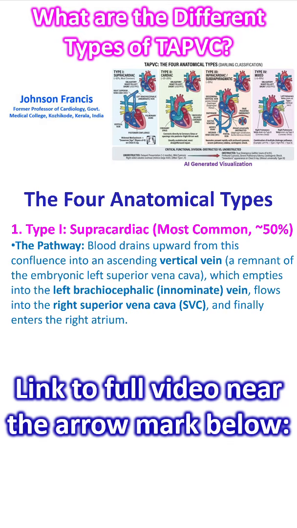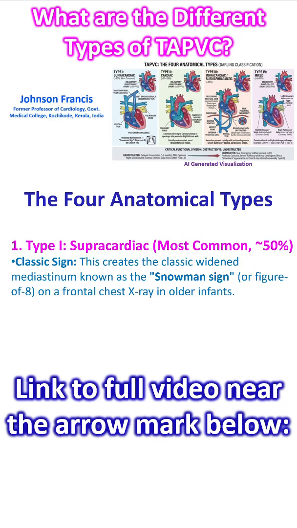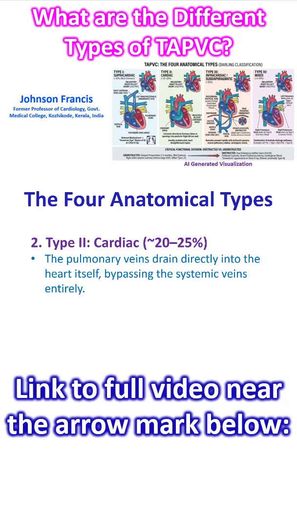which empties into the left brachiocephalic innominate vein, flows into the right superior vena cava, and finally enters the right atrium. This creates the classic widened mediastinum known as the snowman sign or figure of 8 on a frontal chest X-ray in older infants. Type 2, cardiac, 20 to 25%.